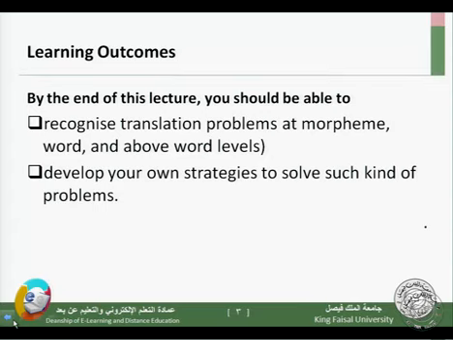In addition to that, you should develop your own strategies to solve such kind of problems. But remember, I'm not giving you strategies because we don't have time. It's only problems. I will explain to you the type of problems translators would encounter when they are translating. But strategies need a different approach, different lectures, and more programs. But today, focus with me on the lexical problems in translation, mainly Arabic-English, English-Arabic. Okay?